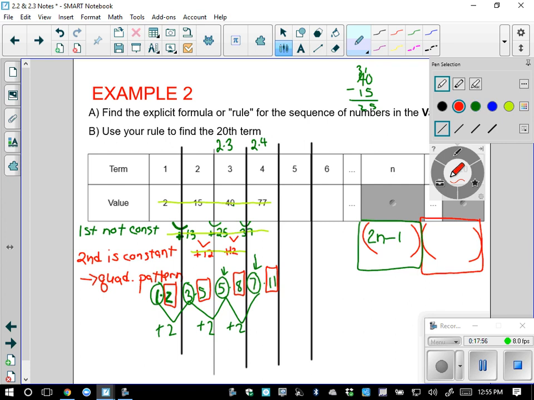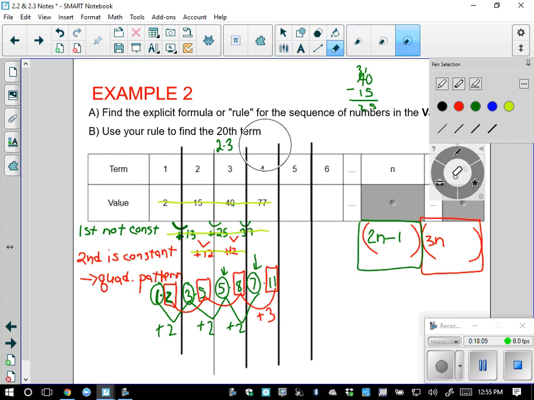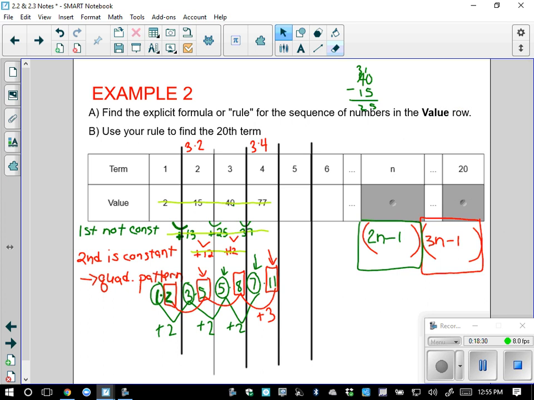I do the same thing for the next term. To go from 2 to 5 and 5 to 8 and 8 to 11, I'm going up by 3. So that's 3n. So erase this. So I'm going to make my adjustment. 3 times 4 is 12, but I need 11. So I should have to subtract 1 if I've done this right. Let's test over there. 3 times 2 is 6. I need a 5. And so subtracting 1 works. So that's my rule.